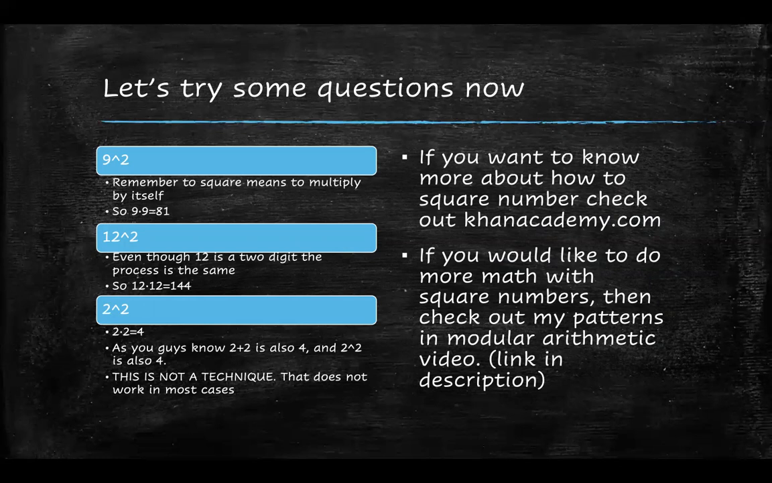What is 2 squared? Well, 2 squared is equal to 4, and as you all know, 2 plus 2 is also 4, and 2 squared is also 4. This is a technique that does not work in most cases. 2 is one of the very few cases that it actually works in.